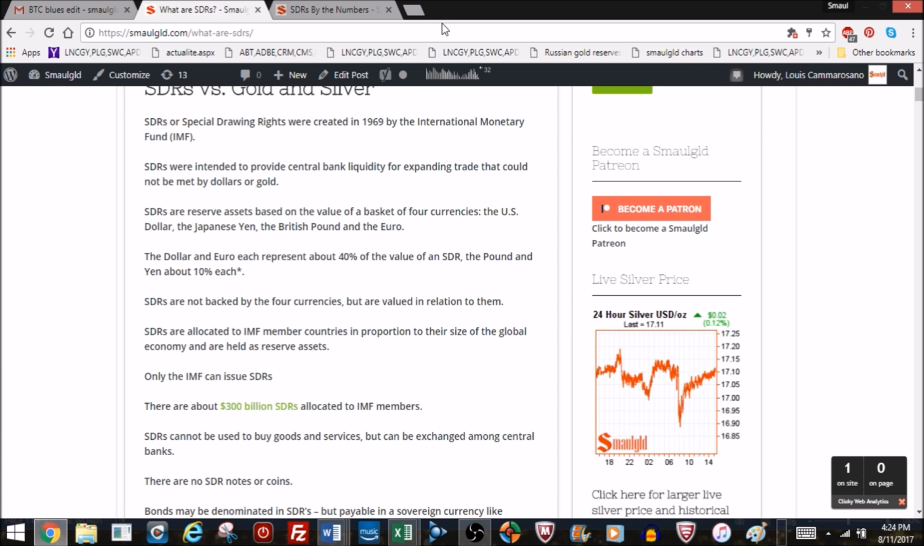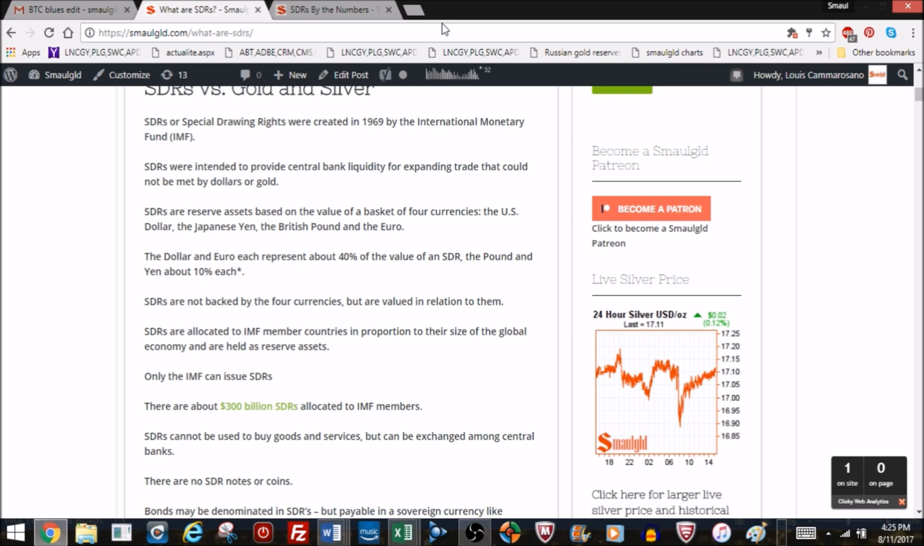Now, an SDR is not backed by those four currencies. The reason it's not backed is that if you had to back them with the four currencies, that would defeat the purpose of adding liquidity. If you had to take dollars and put them into the SDR and you had a dollar shortage, you would really just be swapping one place for the dollar and putting it into the SDR instead of just using it normally as a dollar.